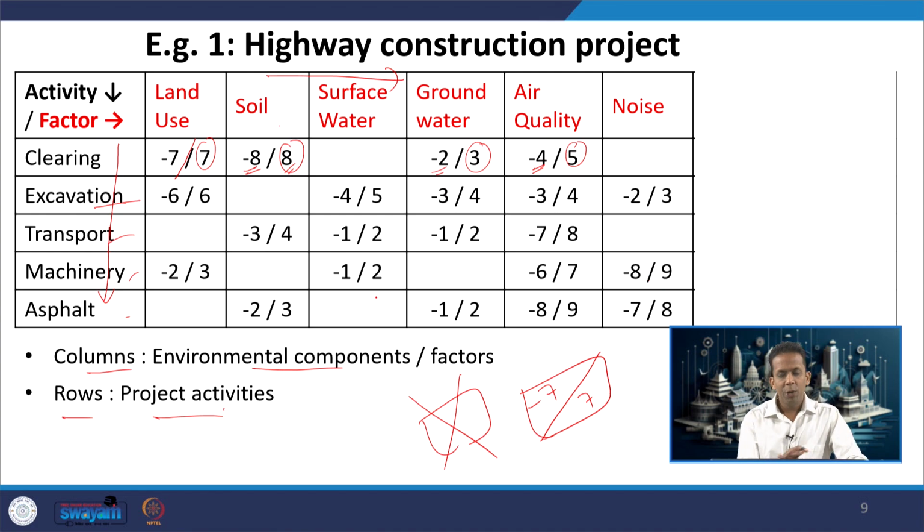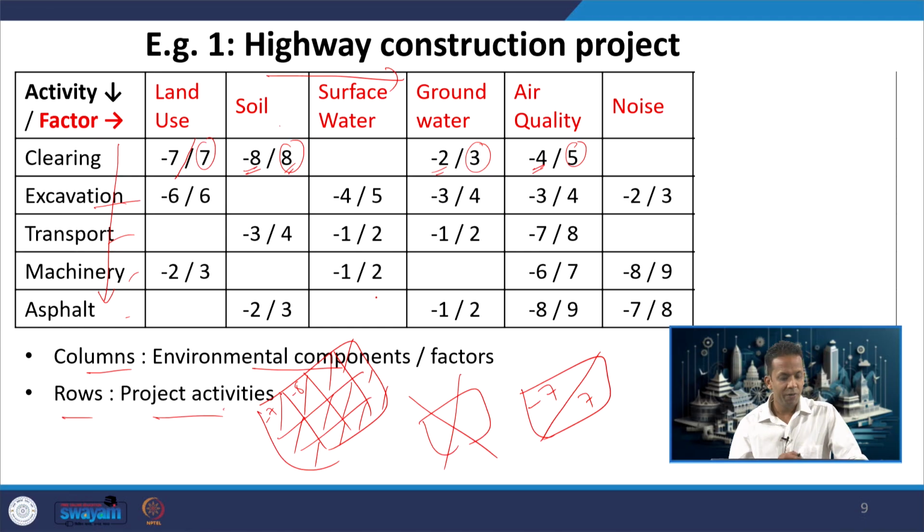When you try to enter the values in the Leopold matrix, the first thing is to enter only the magnitudes. If this is the matrix, you just enter the upper triangular values, like say -7, -8. So, in the entire matrix you enter the upper triangular values first.